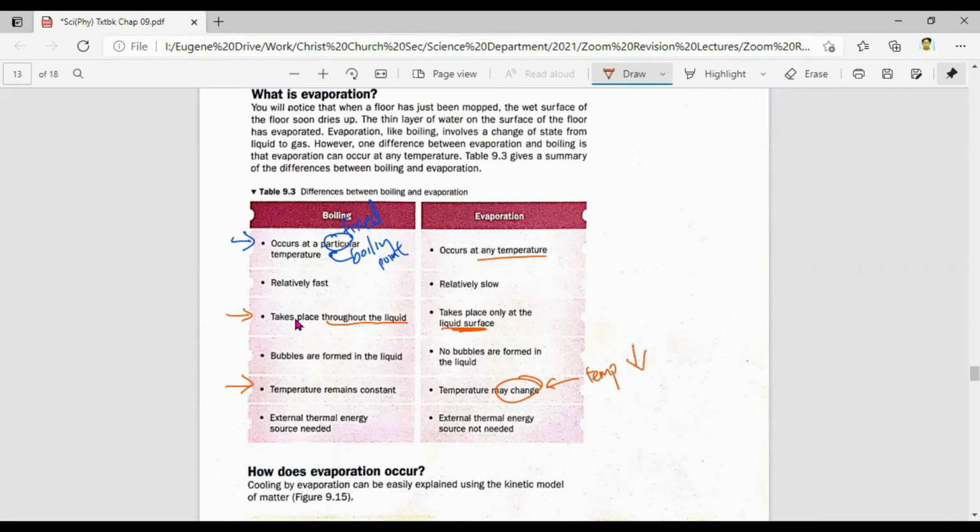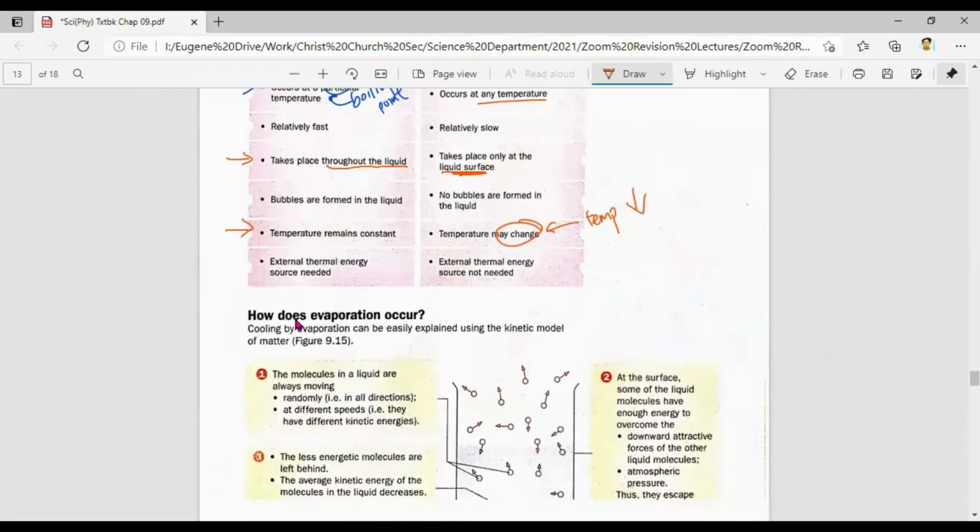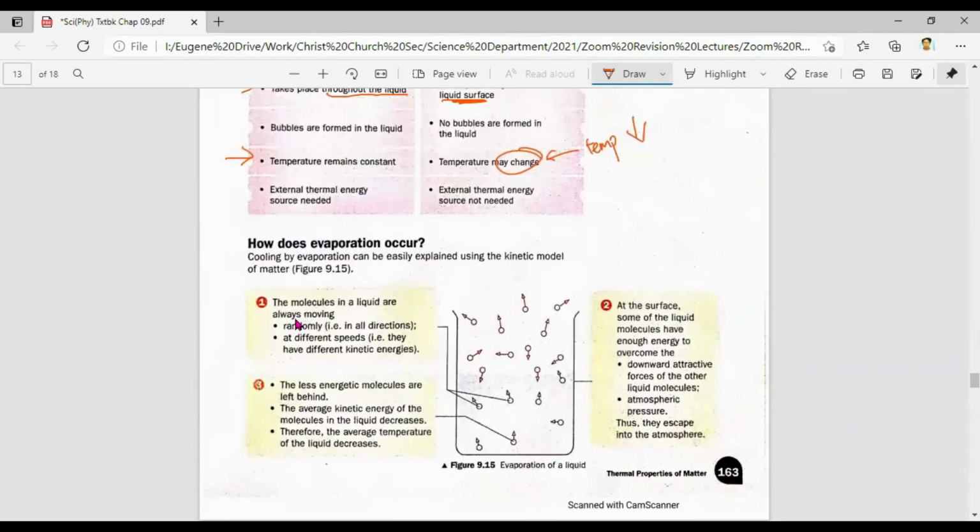So I repeat again. During boiling, the temperature generally remains constant at the boiling point. During evaporation, it causes the temperature to decrease. So we're going to look at these three points here, in particular the last point that's been mentioned. So how does evaporation occur? They like to ask you how evaporation occurs. So 1, 2, 3. What do you need to write?